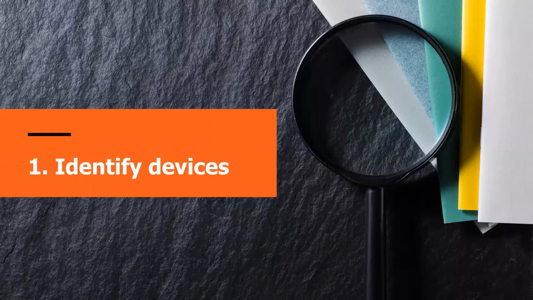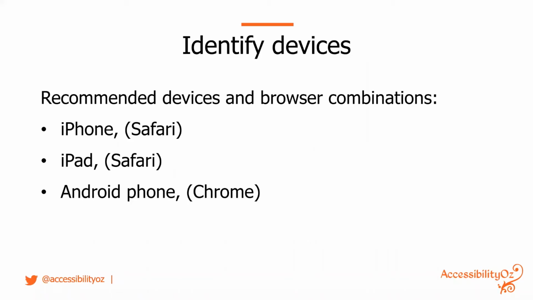So let's go through these steps in detail. Firstly, identify devices. Now, we recommend the device combinations for mobile sites as iPhone Safari, iPad Safari, and Android phone Chrome. Now, for native apps, we recommend iPhone, iPad, Android phone, and do consider an Android tablet. The best way to determine what devices you should be testing on is to look at your Google stats.